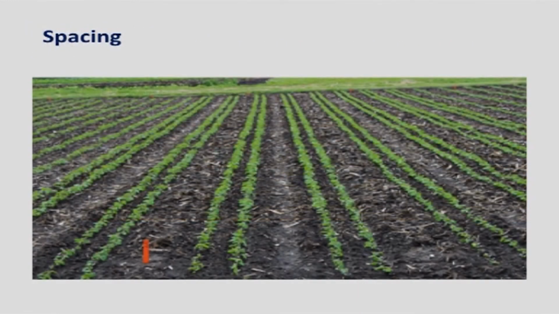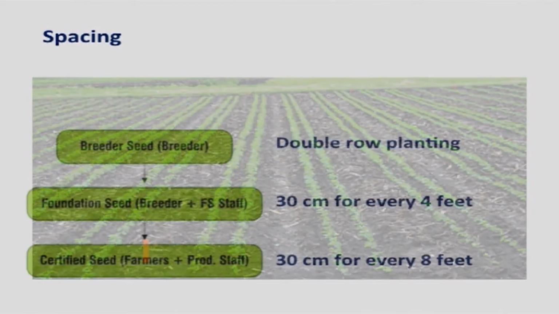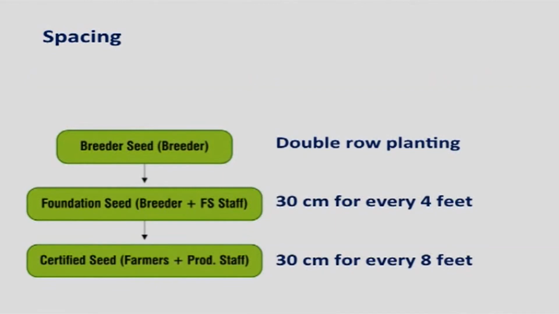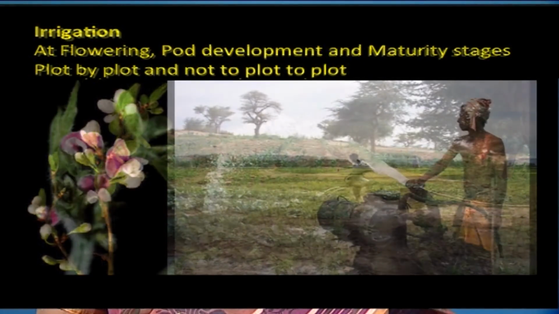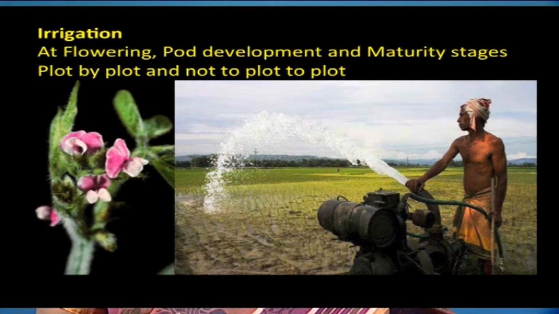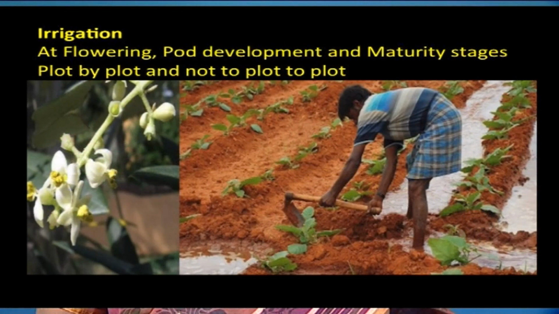Then row spacing. The breeder seed crop requires double row planting. The foundation seed crop requires 30 cm for every 4 feet, and the certified seed crop requires 30 cm for every 8 feet, given for easy rouging. Next one is irrigation. Life irrigation and irrigation at the critical stages of flowering, pod development and maturity are important. Irrigate plot by plot and not plot to plot.